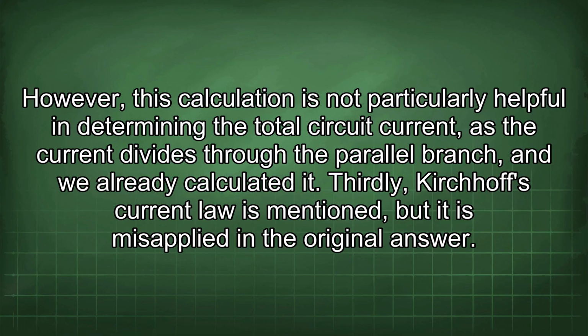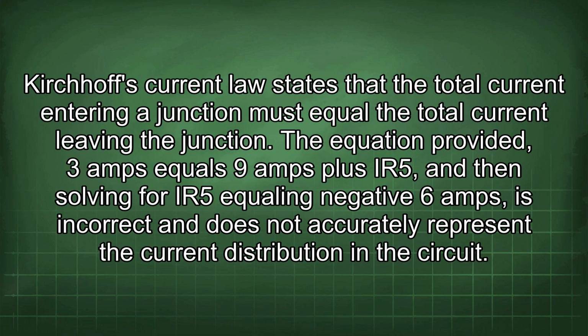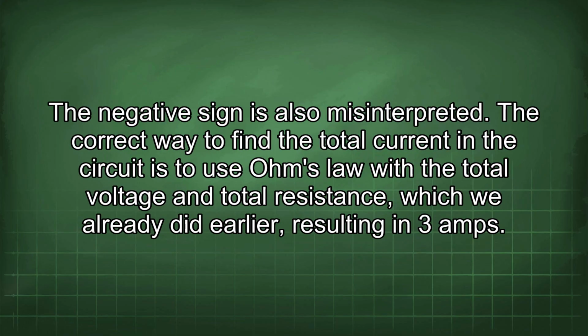Thirdly, Kirchhoff's current law is mentioned, but it is misapplied in the original answer. Kirchhoff's current law states that the total current entering a junction must equal the total current leaving the junction. The equation provided, 3 amps equals 9 amps plus IR5, and then solving for IR5 equaling negative 6 amps, is incorrect and does not accurately represent the current distribution in the circuit. The negative sign is also misinterpreted.